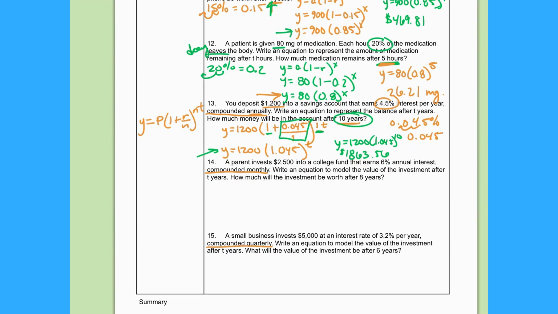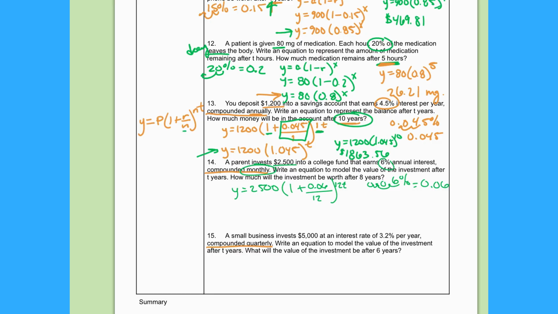Number 14. y equals our initial amount, 2,500. 1 plus our rate is 6%. Move that decimal 2 times. So that's going to be 0.06. It says it's compounded monthly. And because we're talking about in a year, there's 12 months in a year, so our n is 12 here, and the n is 12 here, and then times t.